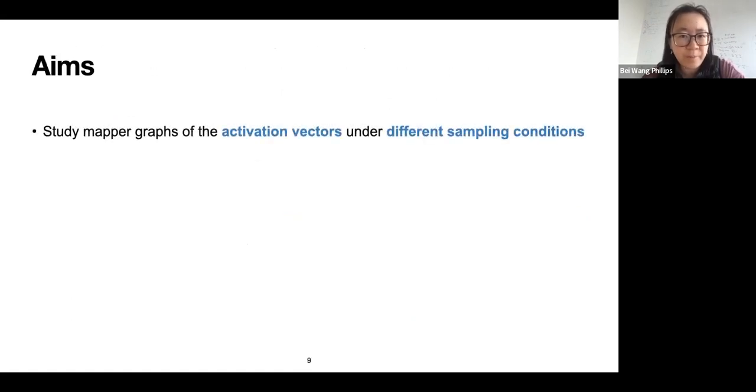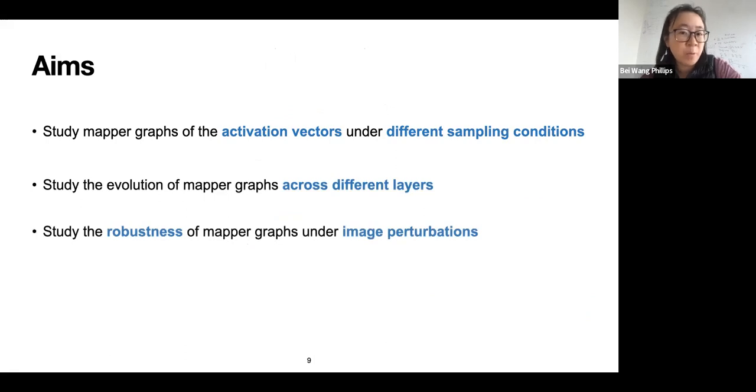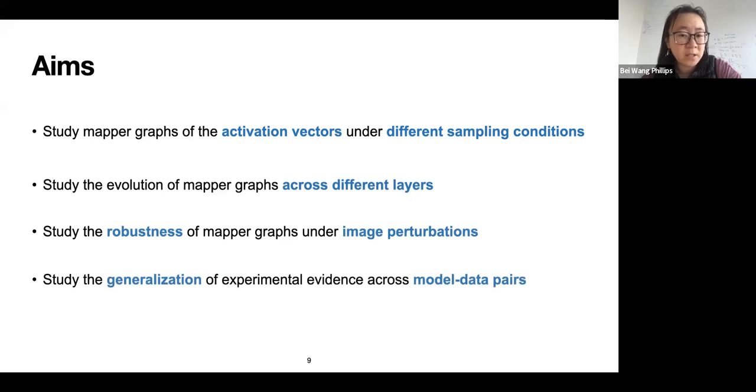So the high level picture is that we want to look at the mapper construction of those activation vectors under different sampling conditions, which I will describe very soon. The second thing is, I would like to look at how this mapper graph evolves across different layers. The third one is how robust it is if I perturb the images. And finally, does the observation I obtain generalize to different model-data pairs? Okay. So all I'm showing is experimental evidence.